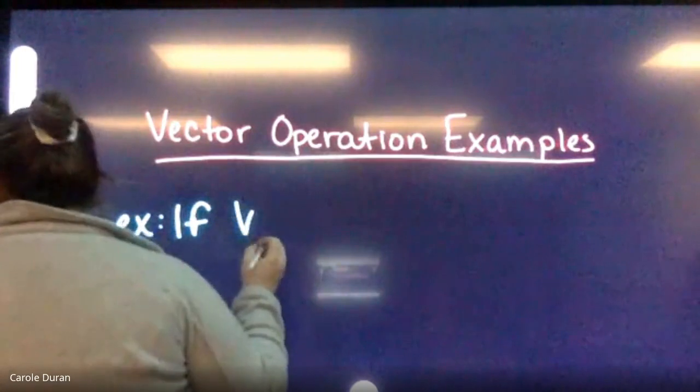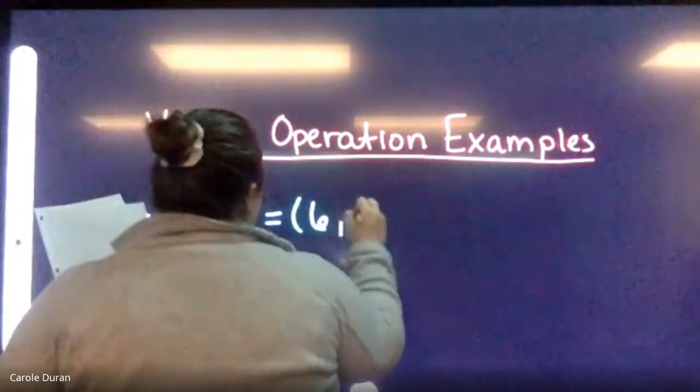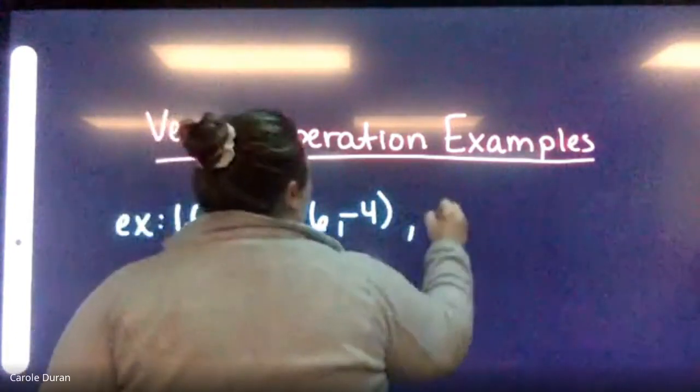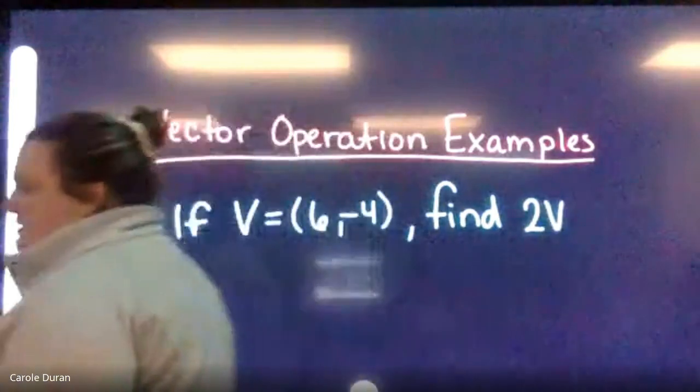If vector v equals <6, -4>, find 2 times that vector.